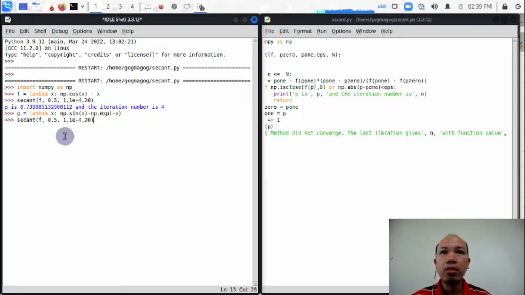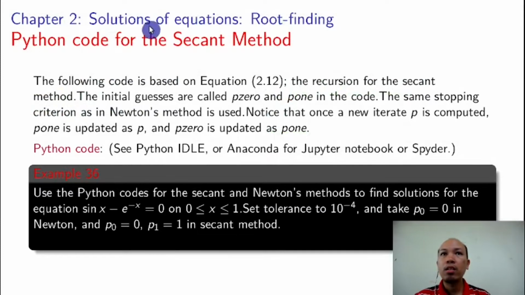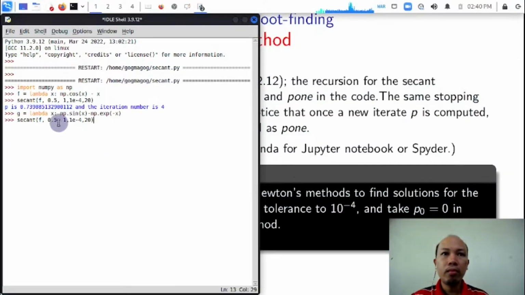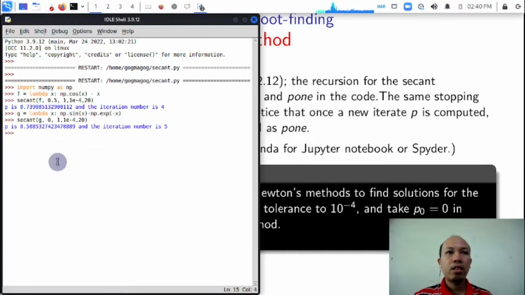Okay, so based on this one here, we have 0, 1. Let's replace this one by g and then enter. The answer is, after 5 iterations, we have 0.588. So let's graph this one first.